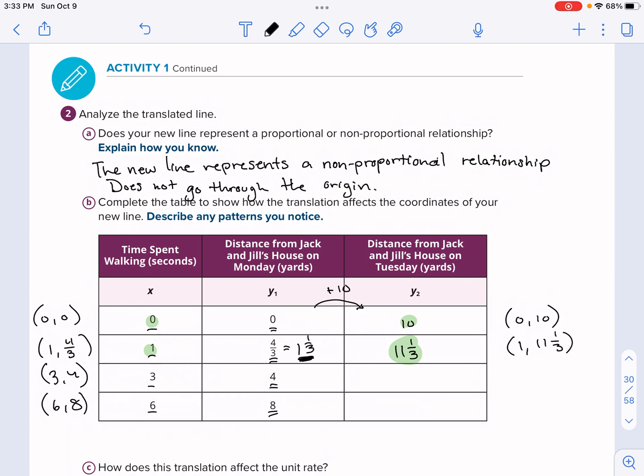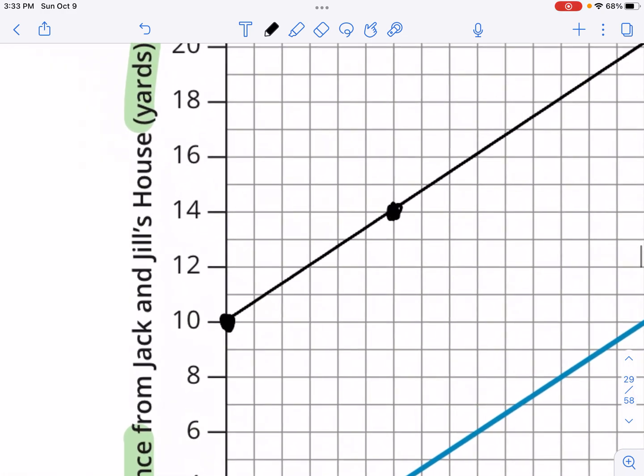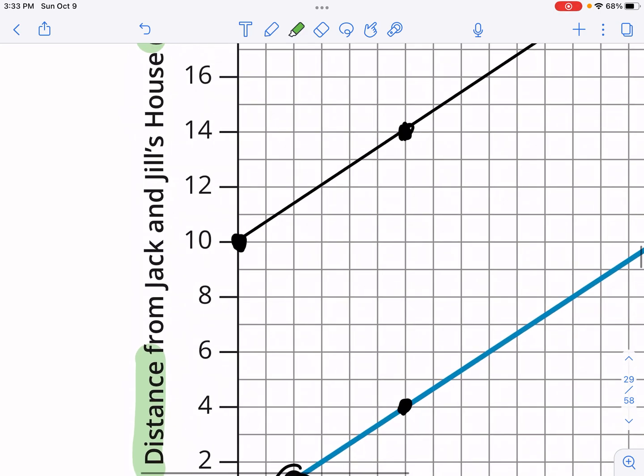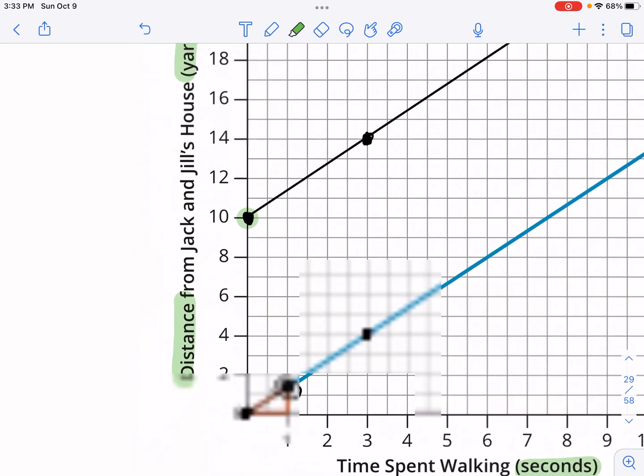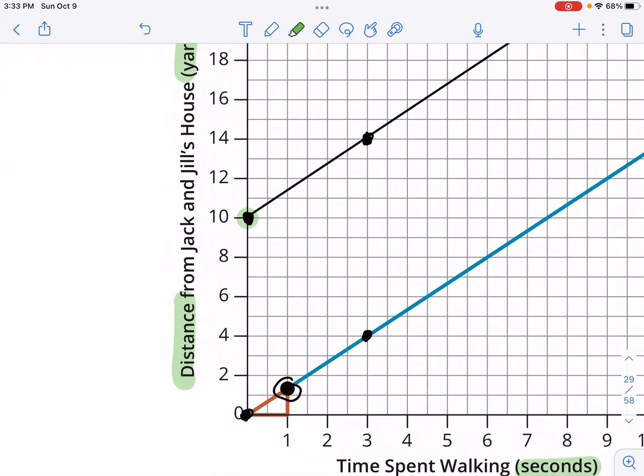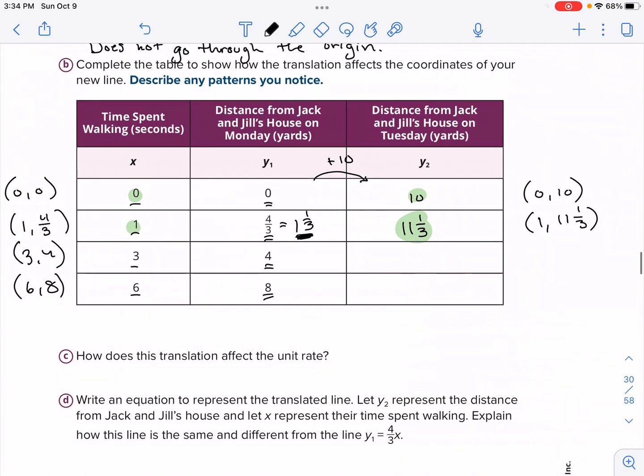You know what? Let's go ahead and check these 2 points. So try to remember them. 0, 10 and 1, 11 1/3. 0, 10 is nowhere left and right. We just go up 10. And 1 comma 11 1/3. So 1 to the right, 11 1/3. That is just about that point right here. Yeah, because this right here is 11, and this right here is about 1/3. All right, let's go to the next one. All right, we have 4, right? 4 plus 10 is 14.